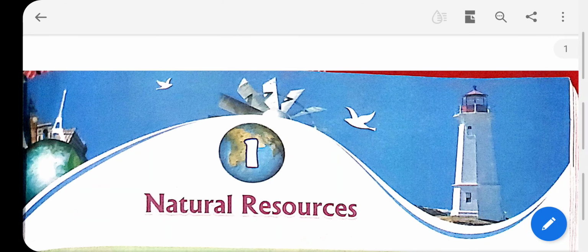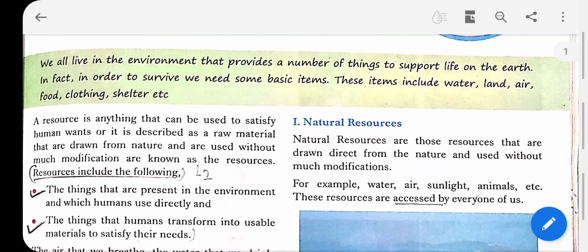So we are on chapter 1, geography, natural resources. I explained this chapter before, but I am explaining this again. What are resources? A resource is anything that can be used to satisfy human wants and needs.